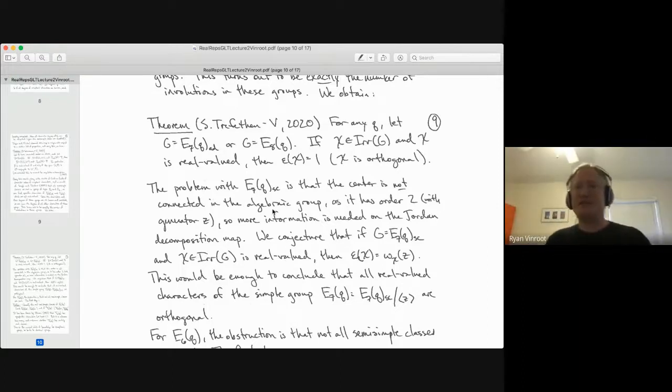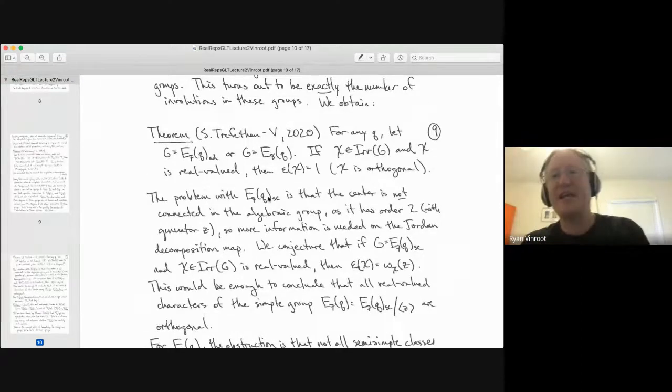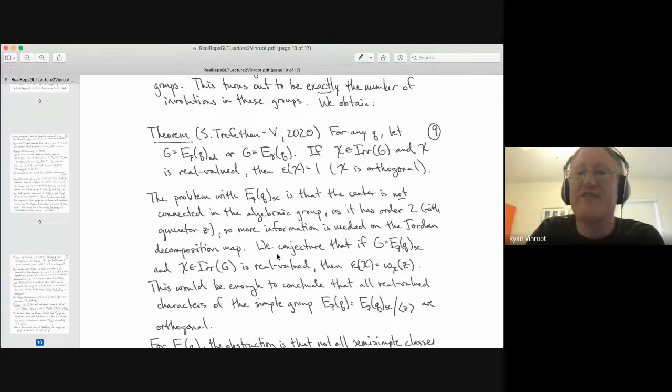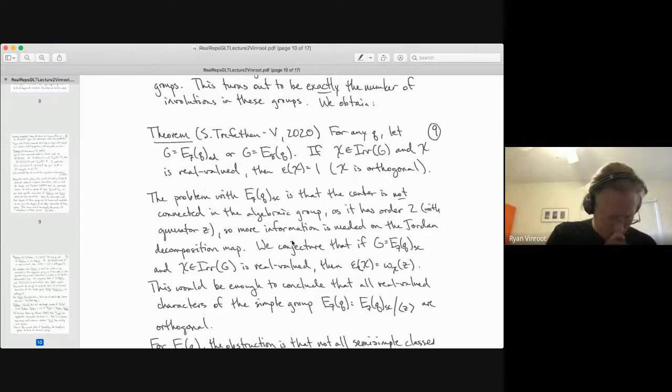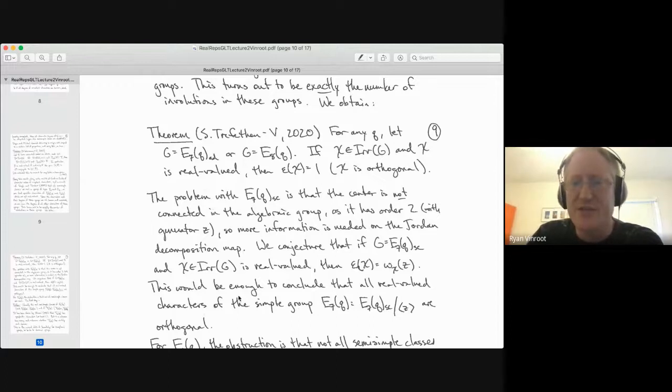So, the exceptional groups, there are interesting things going on. For E7 simply connected, we strongly suspect that a self-dual character is orthogonal if and only if the central character is trivial, much like the symplectic group. What we're missing here is a little information about the Jordan decomposition map, because the center is disconnected. There you need more information on the action by automorphisms on the Jordan decomposition map, but we're almost there. This is something we're working on.